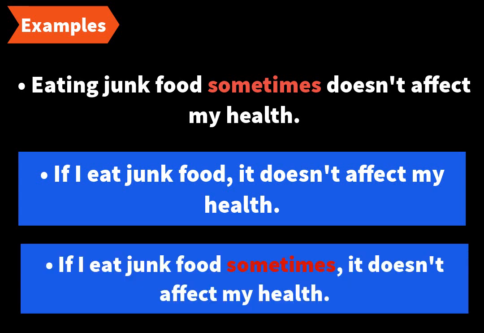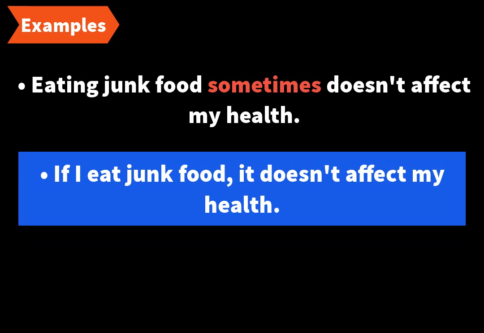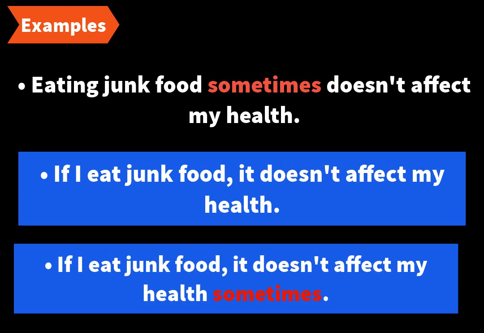If I eat junk food sometimes, it does not affect my health. It makes the meaning of the sentence very clear. Sometimes here is modifying the action eating junk food. If I do this action, that too sometimes. If I do it sometimes, it does not affect my health. Now, if I want to modify the second action, I'll place this modifier in the second clause. If I eat junk food, it does not affect my health sometimes, right? Now, this modifier sometimes is modifying the action affecting. It does not affect my health, that too sometimes, right? Sometimes it does, sometimes it does not.